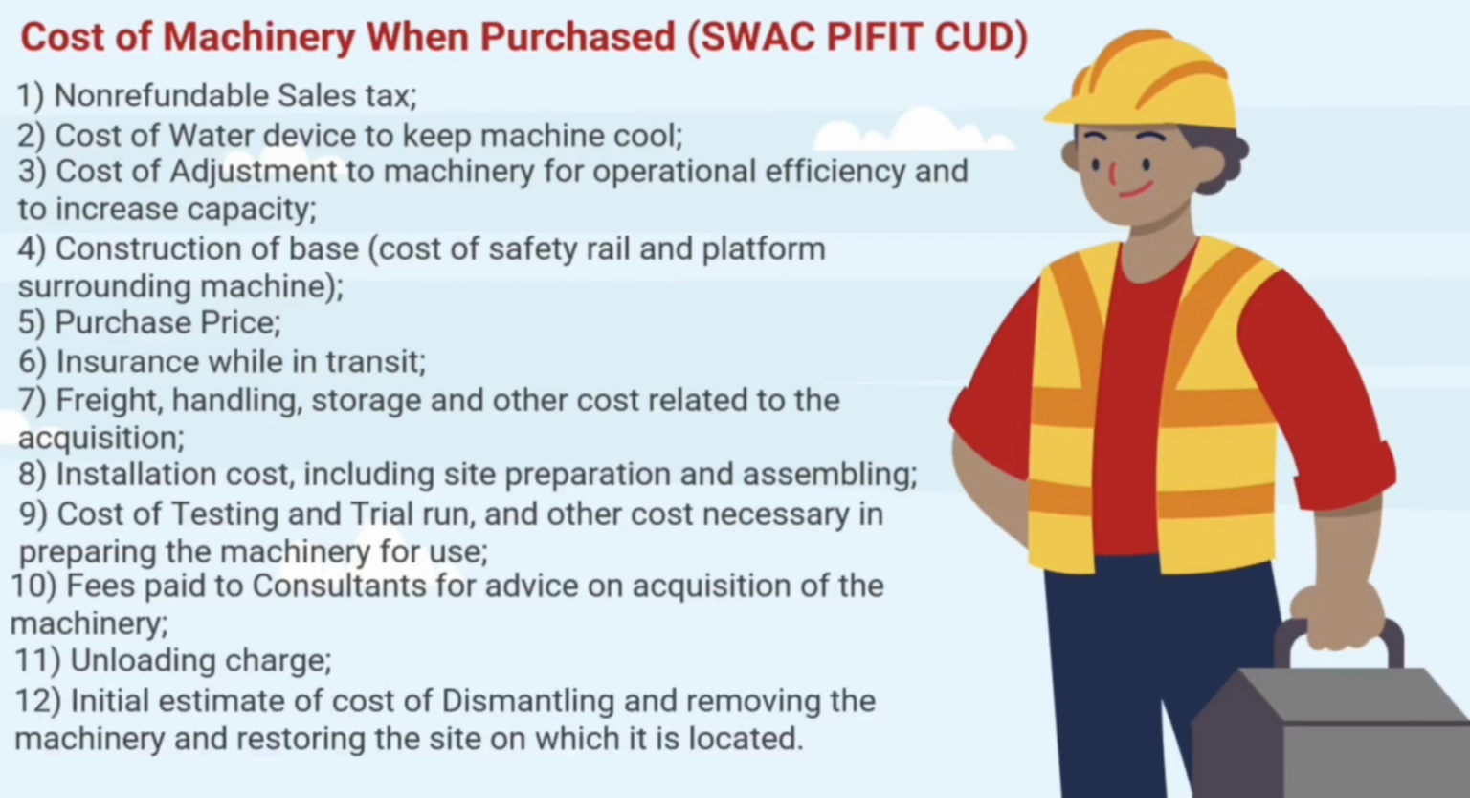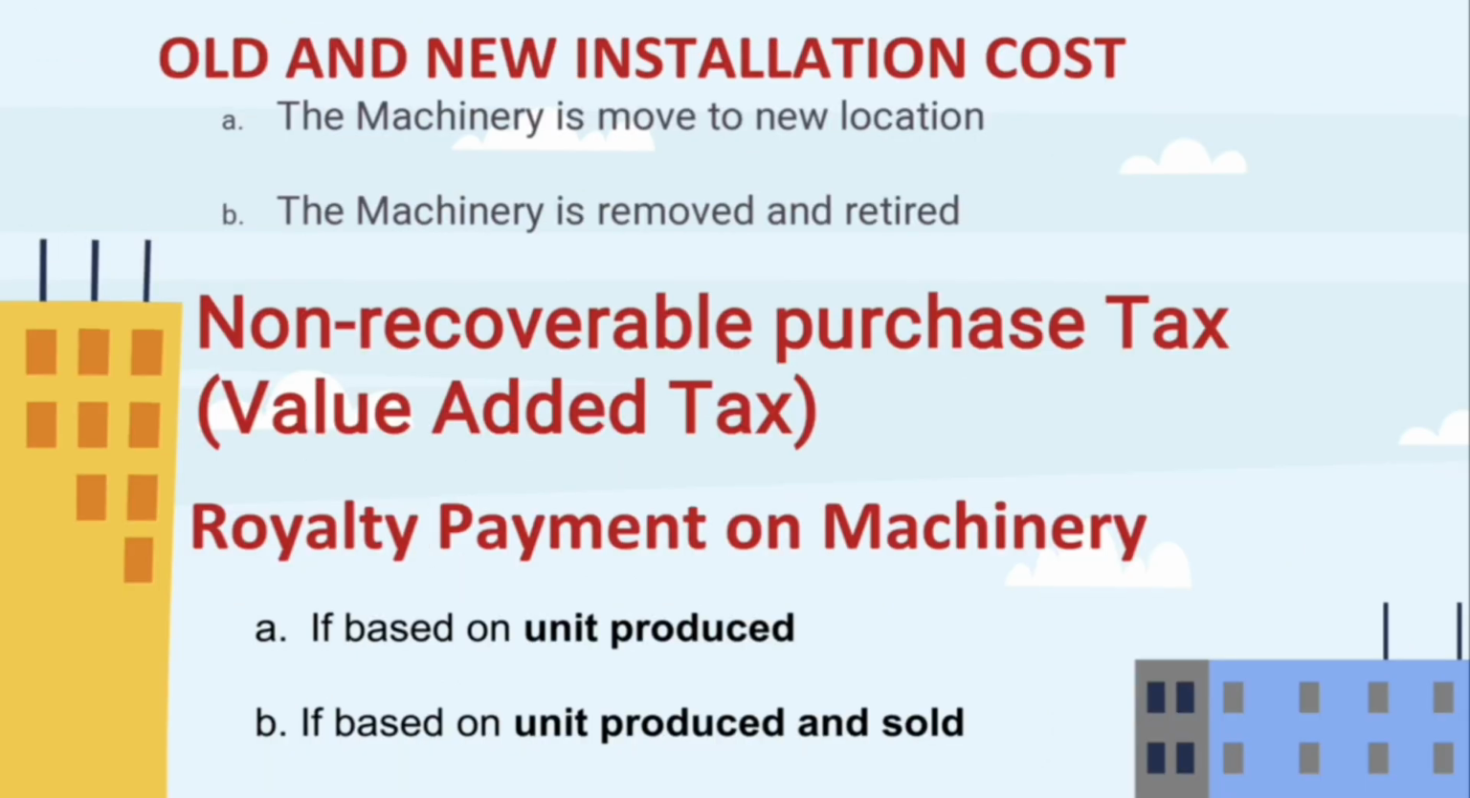Then last, D, initial estimate of cost of dismantling and removing the machinery and restoring the site on which it is located. So this includes the estimated expenses associated with dismantling and removing the machinery from its current location as well as restoring the site to its original condition. It is important to consider other costs when purchasing machinery and how these costs should be treated.